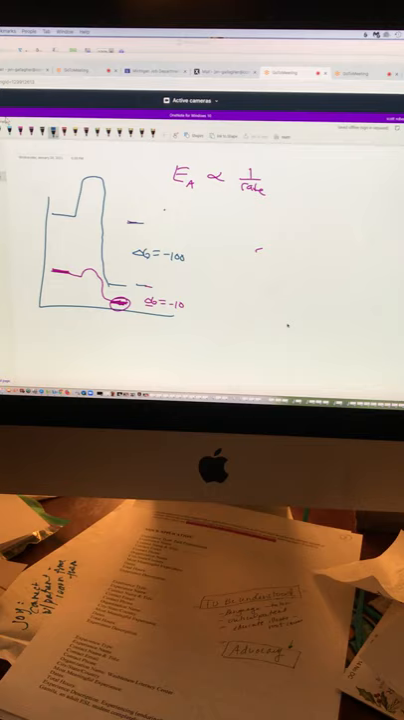I'm blue, wish I were green, but I'm blue. Yes, the blue. So blue is more favorable. And more favorable means what? A bigger negative delta G, a smaller delta G. Are we clear? Because it's more negative. But they're not going to say bigger negative. That's not a thing. You can say blue is more spontaneous.